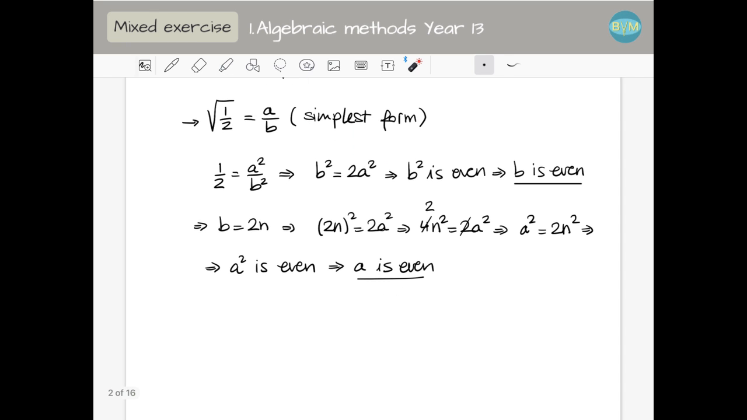Yeah. So this is the contradiction. So a and b are both even. A and b even. That means a divided by b is not in the simplest form, yeah? It's not in the simplest form, and that's the contradiction.